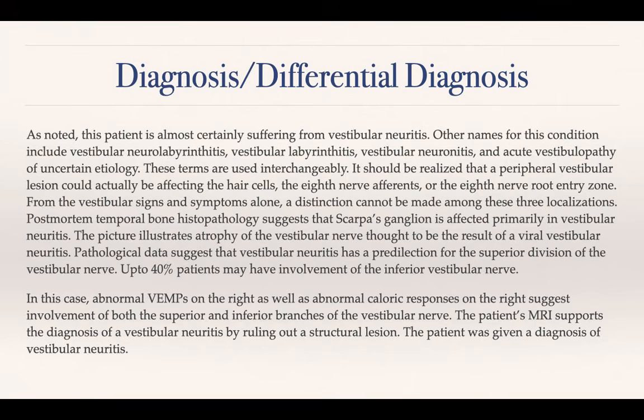It should be realized that a peripheral vestibular lesion could actually be affecting the hair cells, the 8th nerve afferents, or the 8th nerve root entry zone. From the vestibular signs and symptoms alone, a distinction cannot be made among these three localizations. Post-mortem temporal bone histopathology suggests that Scarpa's ganglion is affected primarily in vestibular neuritis. This is from other patient studies, not of the patient in question.